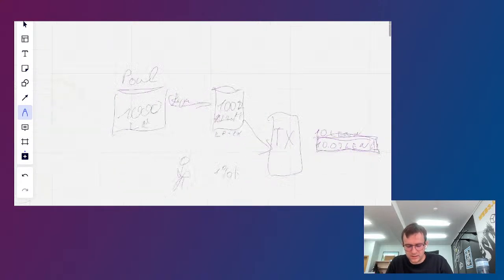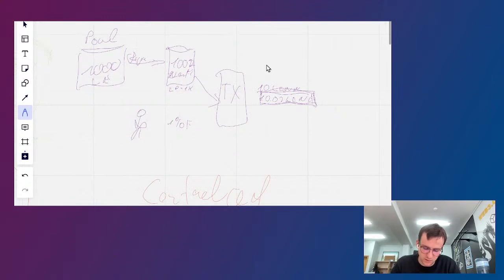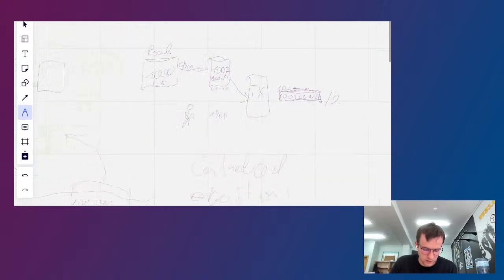Another thing is, if they decide not to withdraw all the LP tokens that they have, not the 10 LP tokens but 5 LP tokens, it will simply be divided by 2, or for 1 LP token, it's going to be divided by 10. So they don't have to withdraw the whole amount, but they can withdraw whatever amount they want.